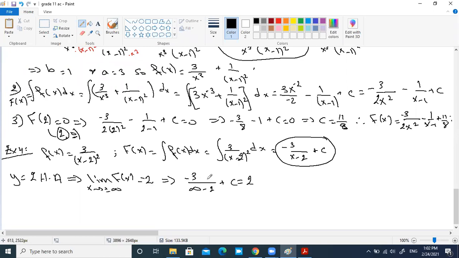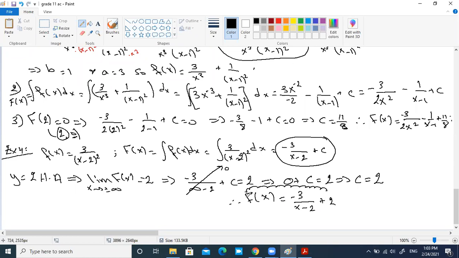3 over infinity is 0, so you get 0 plus c is equal to 2. This means that c is equal to 2, and therefore f of x is equal to negative 3 over x minus 2, plus 2.